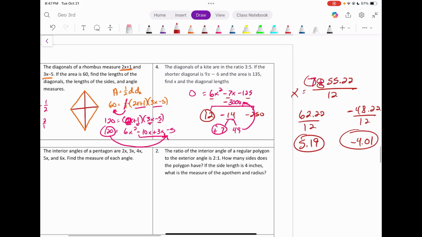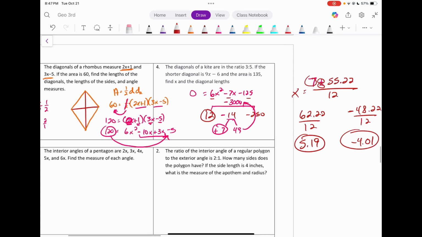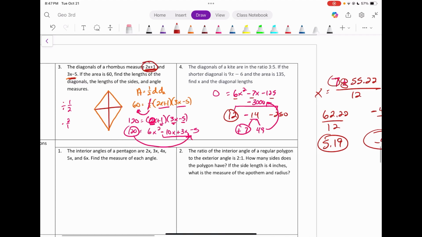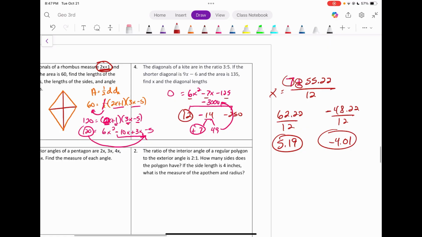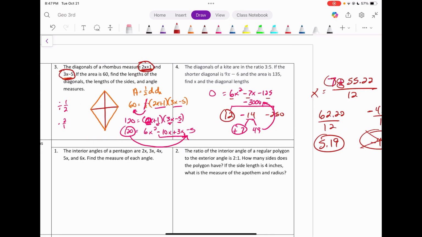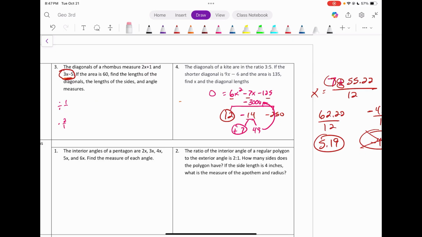And again, I'm not going to do it, but you could actually plug those in for your x's. And that's going to tell you the two different diagonal sizes. 2 times 5.19 plus 1. 3 times 5.19 minus 5, that's going to give you the length of those two diagonals. And like I said, the other one can be thrown out because once you plug it in, your diagonals can't be negative numbers. Now, I'm not going to, but you could go a step further with that and actually find all the angle measures and the side measures inside of that.